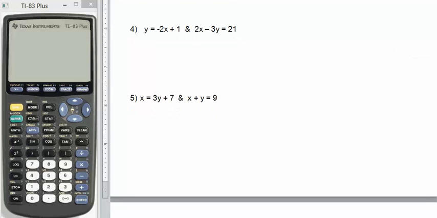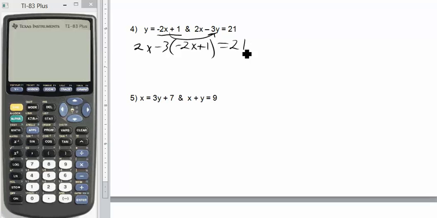All right, for number 4, we are going to use the substitution again. So we're going to take this and plug it in where y is. So we write this equation and we're just going to put all of that in parentheses when we see the y. So 2x minus 3 times negative 2x plus 1 equals 21.